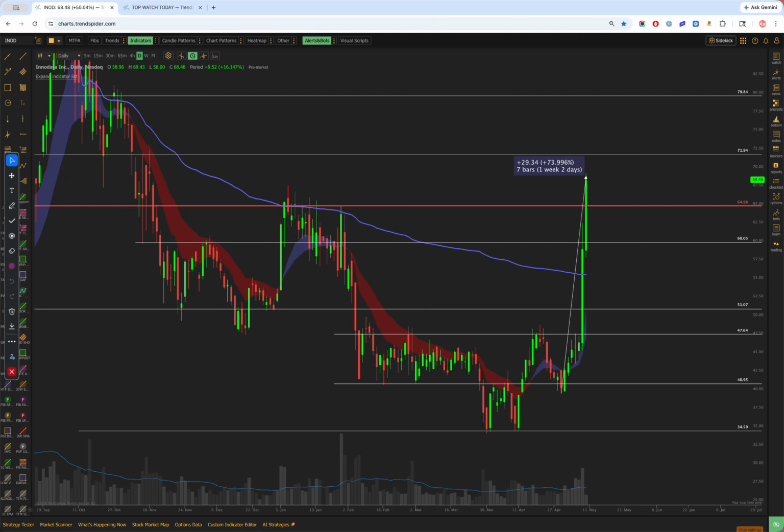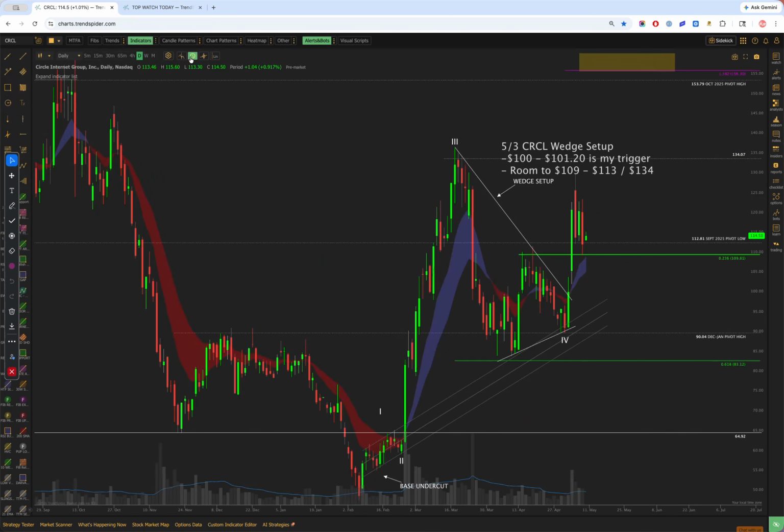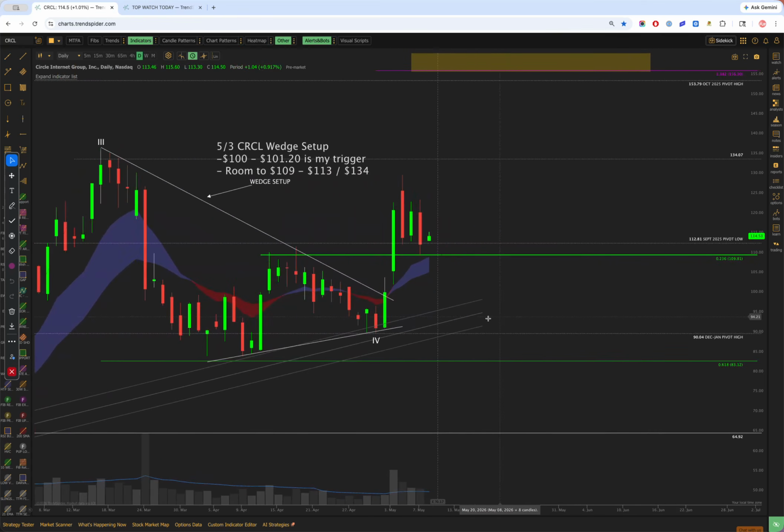Especially if I have a starter, or let's say 50% of the position that I want, because I could always buy the dip and fill out my position if it comes back down to my first entry, or if it comes back down to my average, or if it comes down to a level. Like, I think a good example is Circle, right? Circle has earnings tomorrow. Where was my entry on Circle?